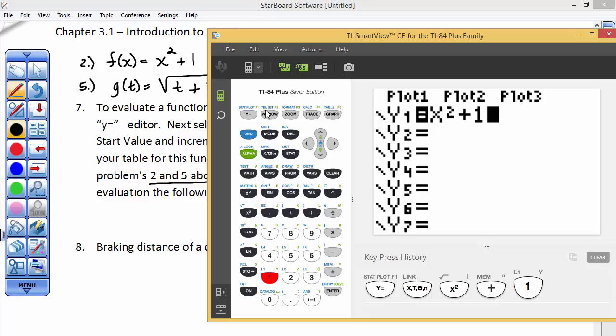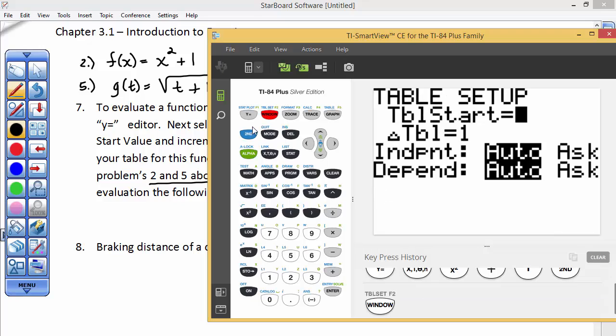So watch this. I'm going to hit the second key, and actually I should have maybe typed the window key for table setup. And I'm going to tell the calculator where I want to start. I can put anything I want here. I could put negative numbers in here. I could tell it to start at negative 5. I'm going to start it at 0. It's going to square that 0 and add 1 to it. And then see this triangle right here, delta table? That means change. Delta is a Greek letter, and in mathematics and science, we think of that as a change.